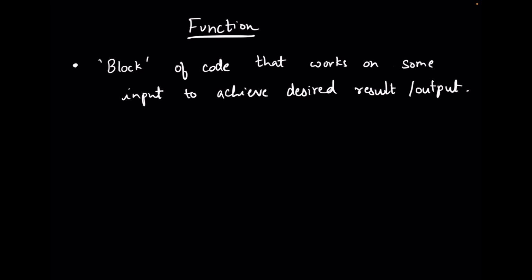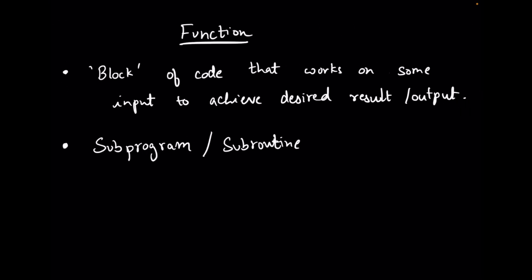So your program might have a lot of parts to it, right? Performing one of those parts or one of the subtasks of your program is what you could use functions for. This is why functions are also known as subprograms or subroutines.